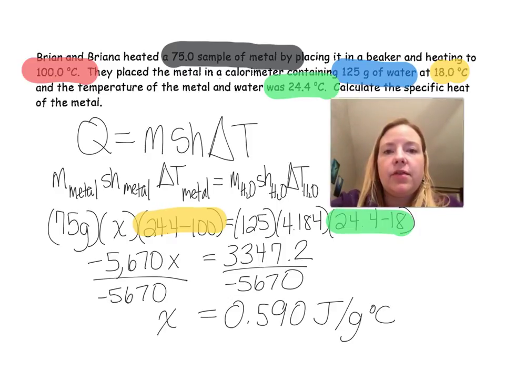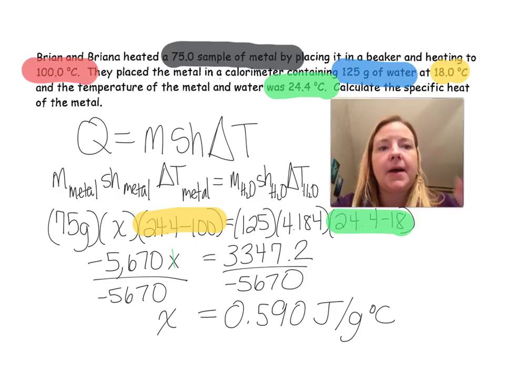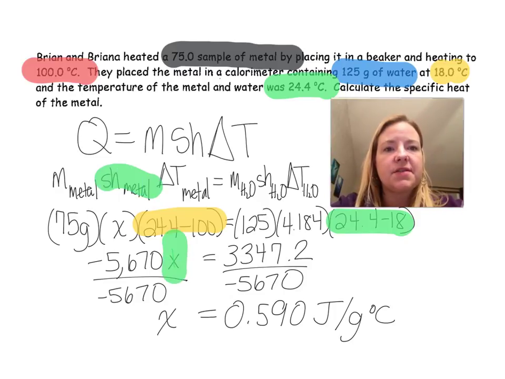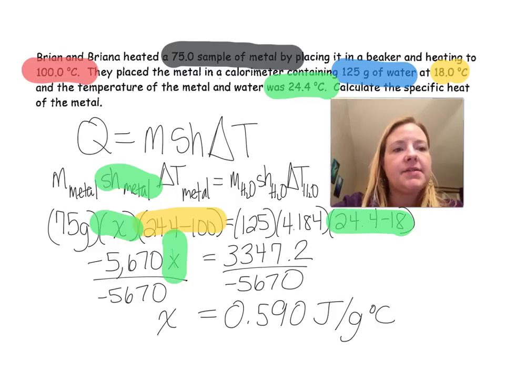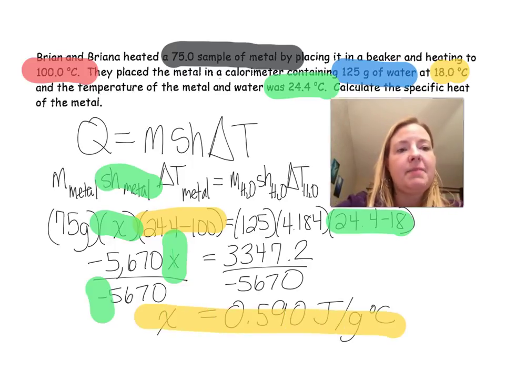So here's what all my math looks like in the end. I ended up with 5,670 x, x being my unknown, which is the specific heat of my metal here, and that being equal to 3,347.2. Then I solve for x. I can ignore the negative sign. It's just telling me the amount of heat going out is equivalent to the amount of heat coming in. That's why it's negative. And so my final answer then is that the specific heat of my metal is 0.590. Don't forget your units, joules per gram degrees Celsius.